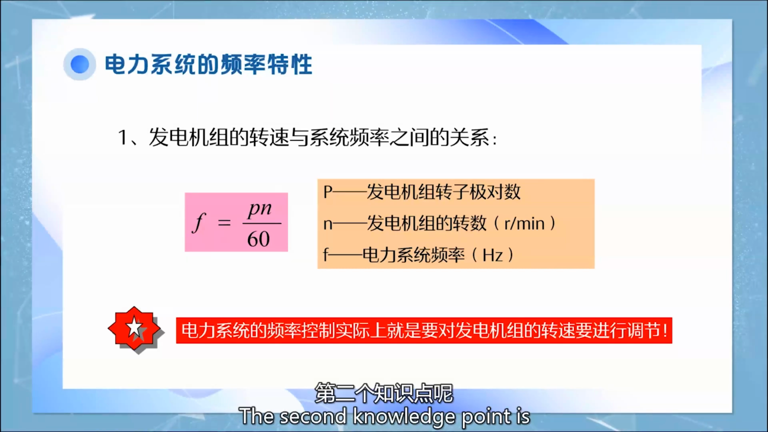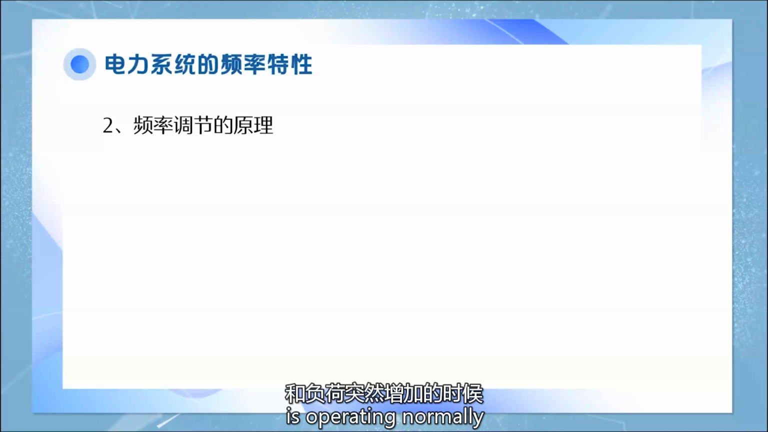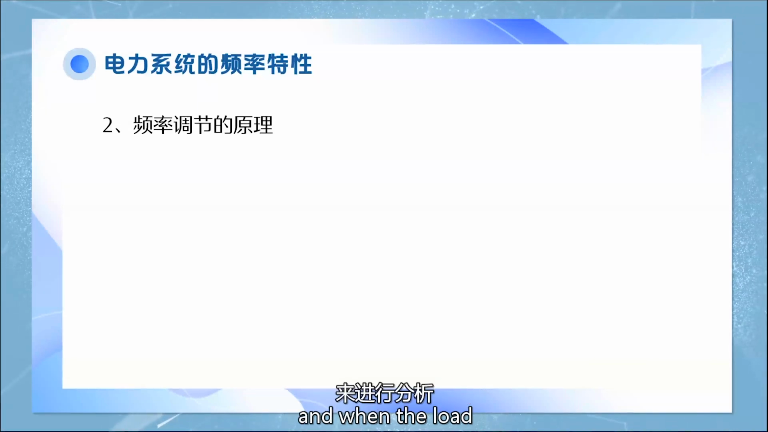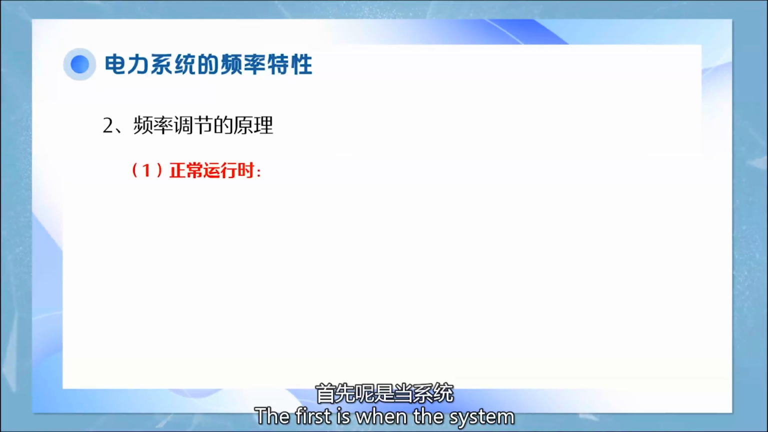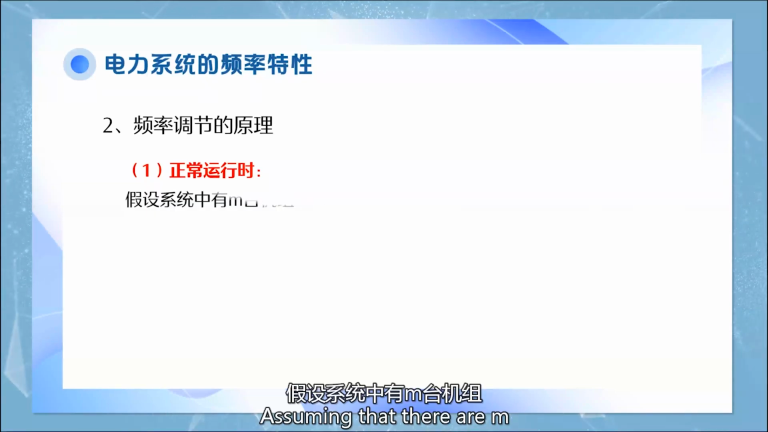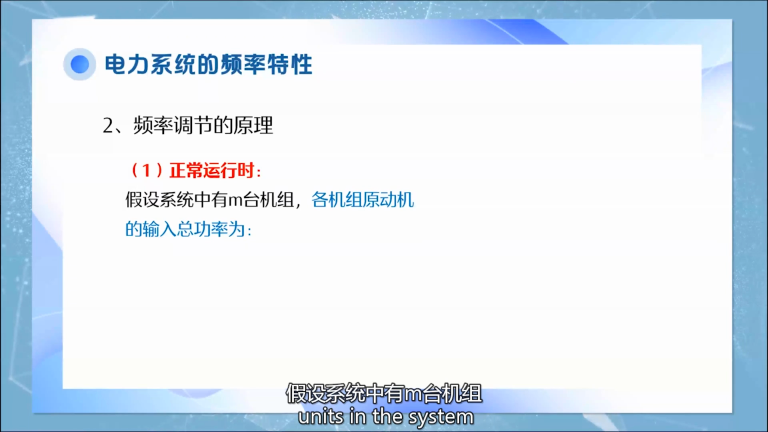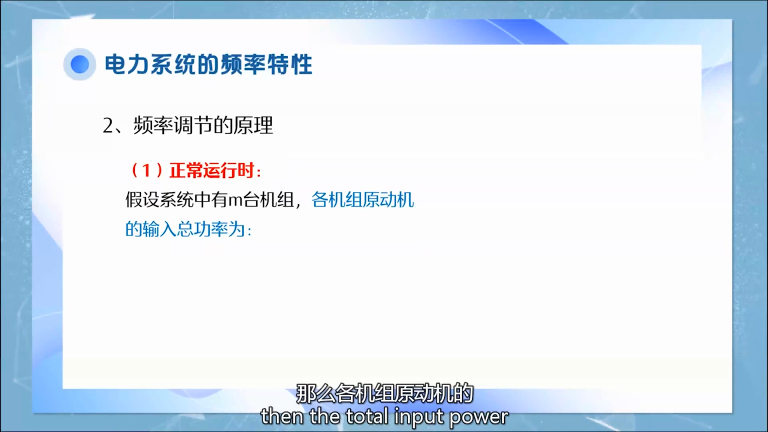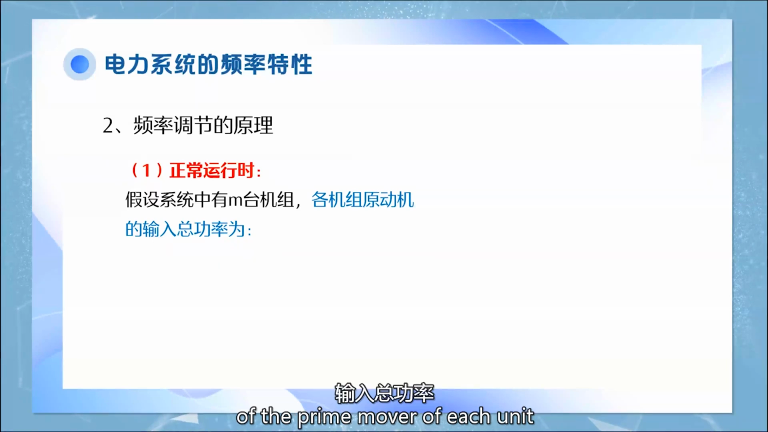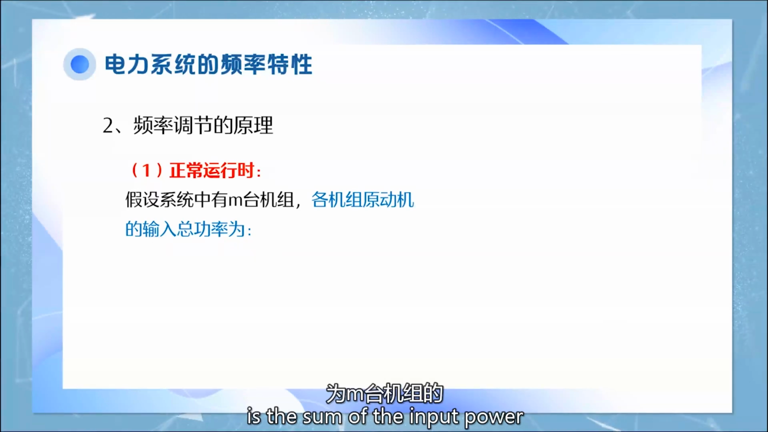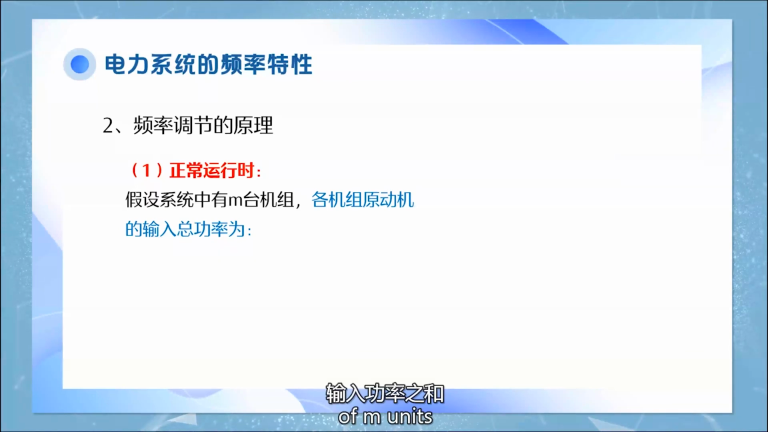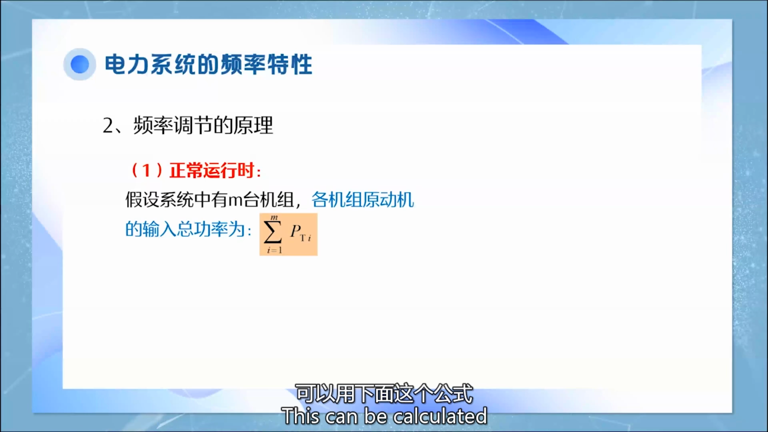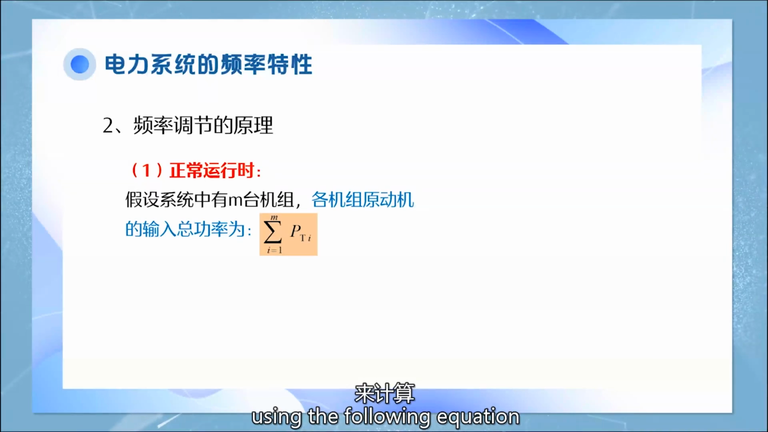The second knowledge point is the principle of frequency regulation. Let's analyze it from when the system is operating normally and when the load suddenly increases. The first is when the system is operating normally. Assuming that there are M units in the system, then the total input power of the prime mover of each unit is the sum of the input power of M units. This can be calculated using the following equation.